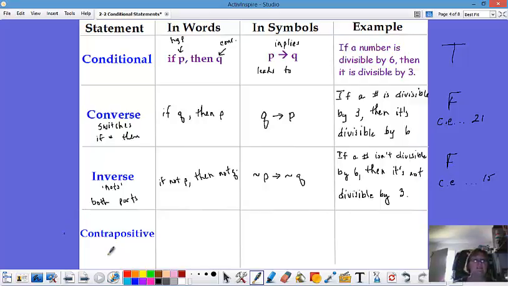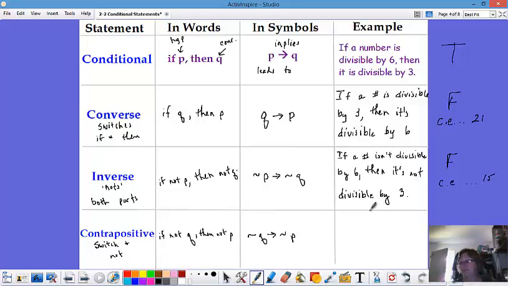The last of our rearrangements, our related statements, the way our textbook talks about them, is called the contrapositive. And I want to have you guys think back here. We switched, we knotted. Now we're going to do both. We're going to switch and knot. And I'll bet you that you can show me in words what that would look like. If not Q, because we're switching. Negate and switch. If not Q, then not P. In symbols, the knot of Q leads to the knot of P.